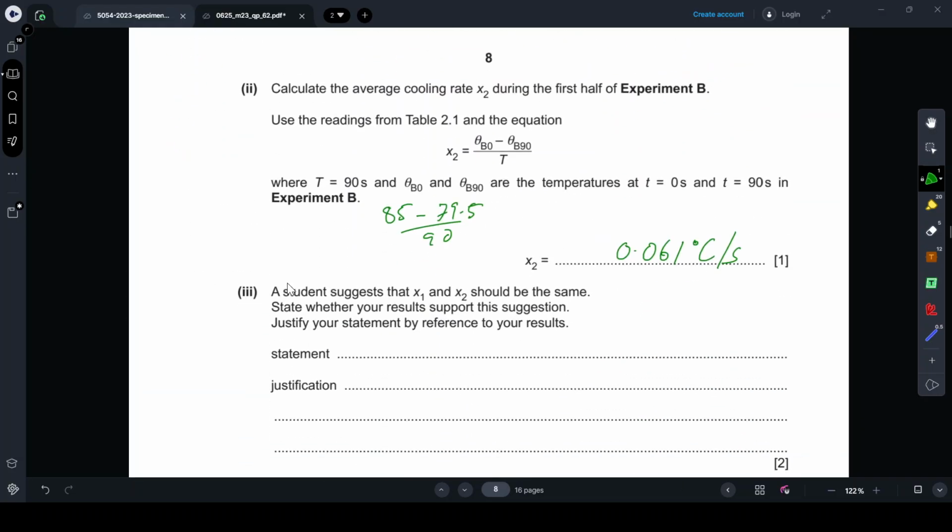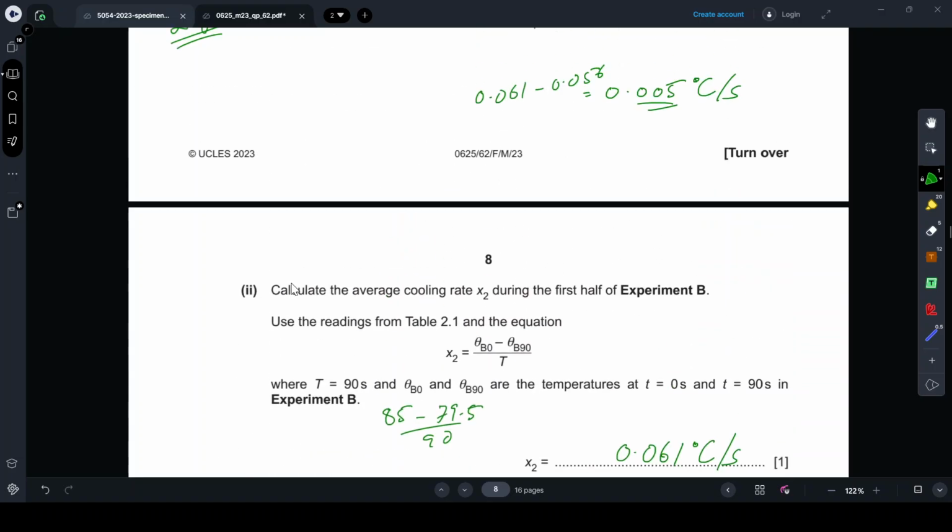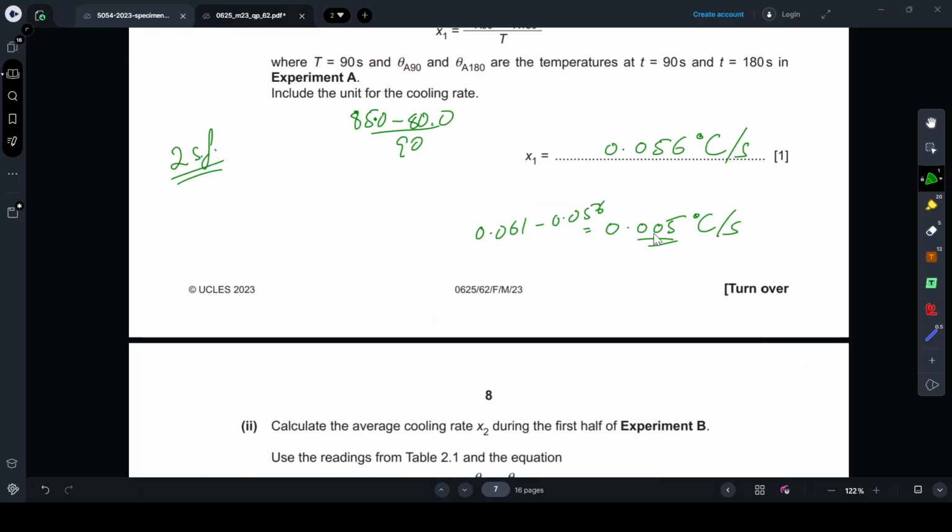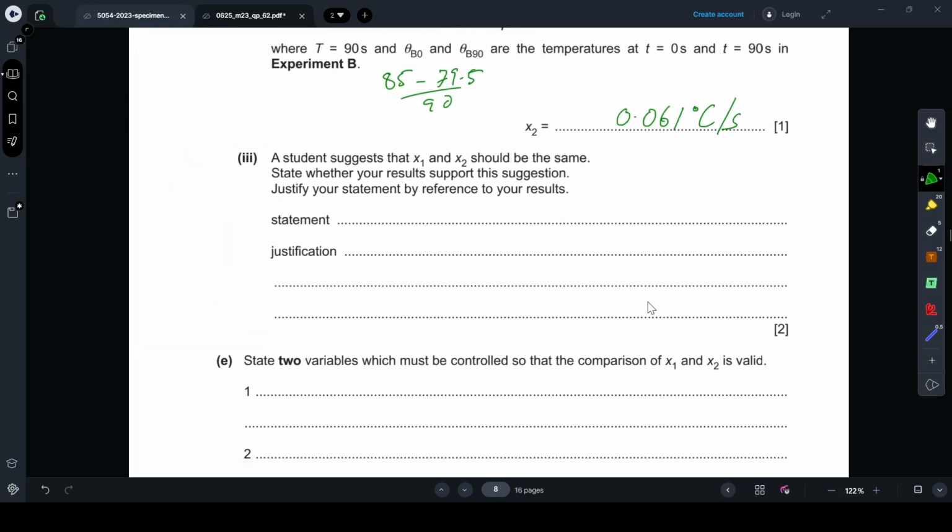The significant figures are same, but the values are not same. No, I'm not talking about significant figures. I'm talking about, it's like 1,000th of a degree centigrade per second. So does that really make a difference? Is that really something you're going to say, oh, there's a difference between the cooling rates? Well, no. Exactly. And so you would say that the results support the suggestion.